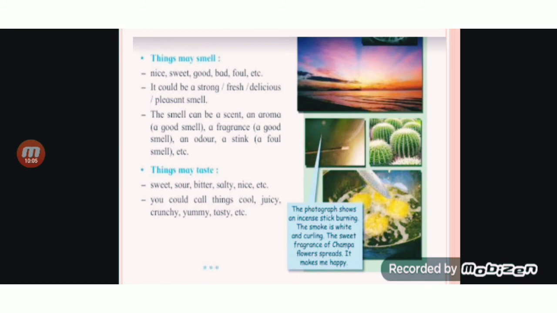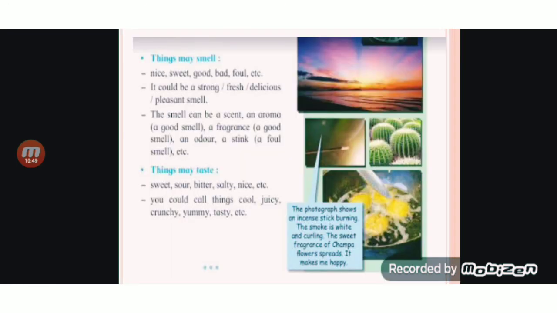So the photograph shows an incense stick. Now, here in this slide, you can see an incense stick. Incense stick is nothing but an agarbatti burning. How is the smoke, children? White, and it's curling. The sweet fragrance of camphor flower, champa flower spreads. It makes me very happy. So this is the kind of description about the incense stick. So similar kind of descriptions you need to make about the pictures which you see. So select around 8 to 10 pictures and write the description using the 5 senses.